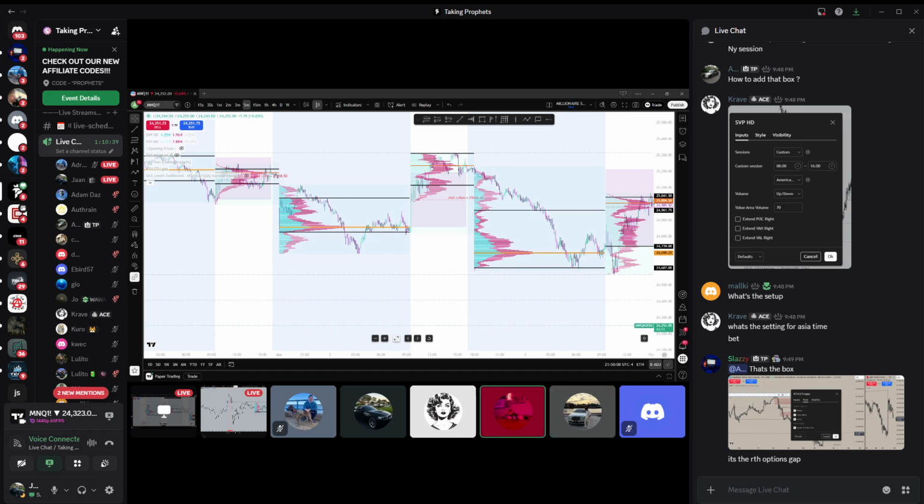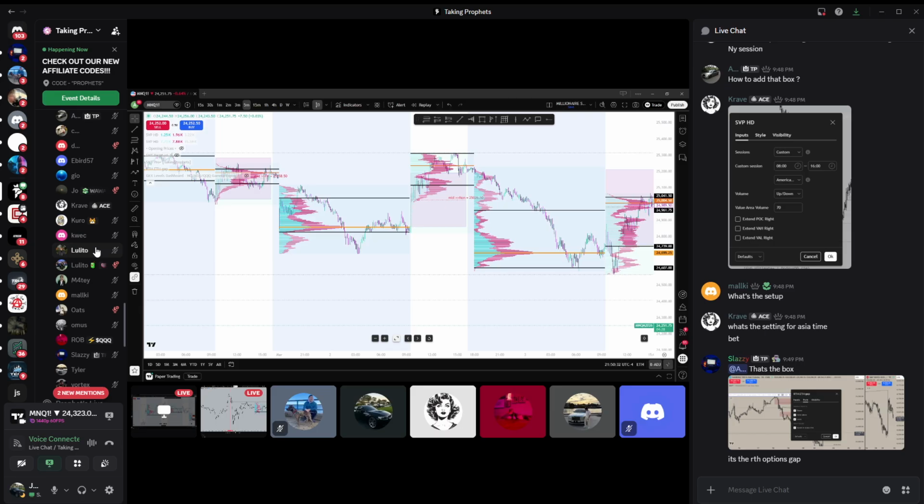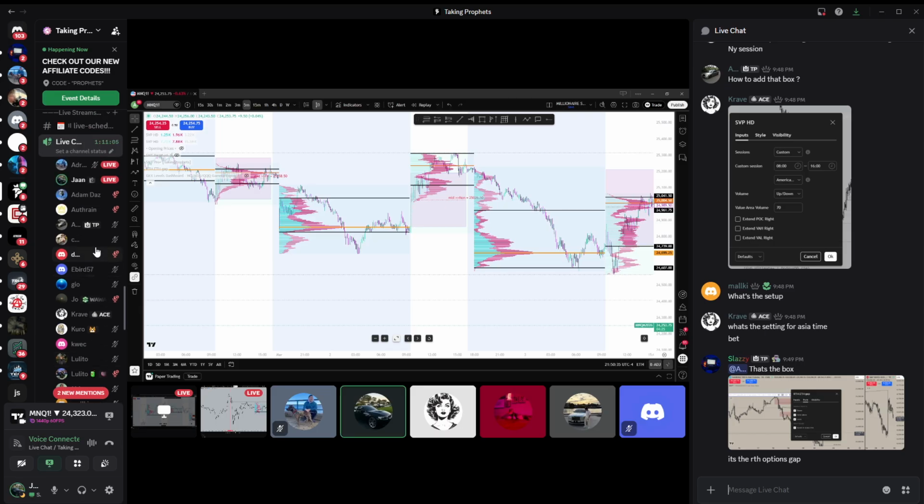So the time that he's looking at is like 6 p.m. Eastern time to 9:25, all of overnight price action. So yeah, this is order flow, right? This is considered order flow. I'd probably consider it that just because you can see exactly where all the volume is coming from, but it's not live.